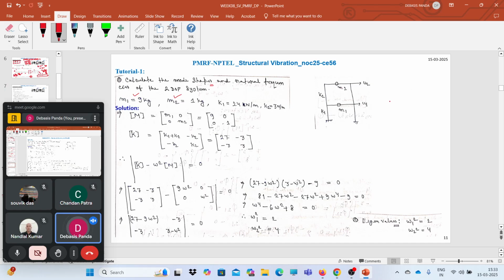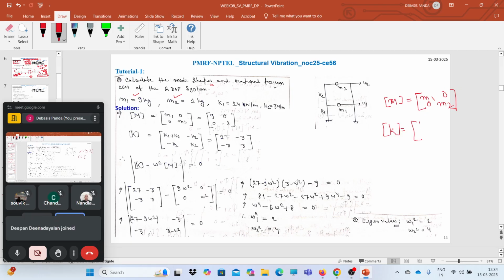So for a 2 degree of freedom system, we know how the mass matrix will look. Mass matrix is nothing but m1 and m2. It's a diagonal matrix, so we can easily form the mass matrix. And how the k matrix will look, we have already formulated in the equation of motion for this 2 degree of freedom system. So for this system also, k1 plus k2, minus k2, minus k2 and k2. So first, what we need to do is formulate the mass matrix and stiffness matrix. As per the data, our mass matrix looks like this and the stiffness matrix looks like this.